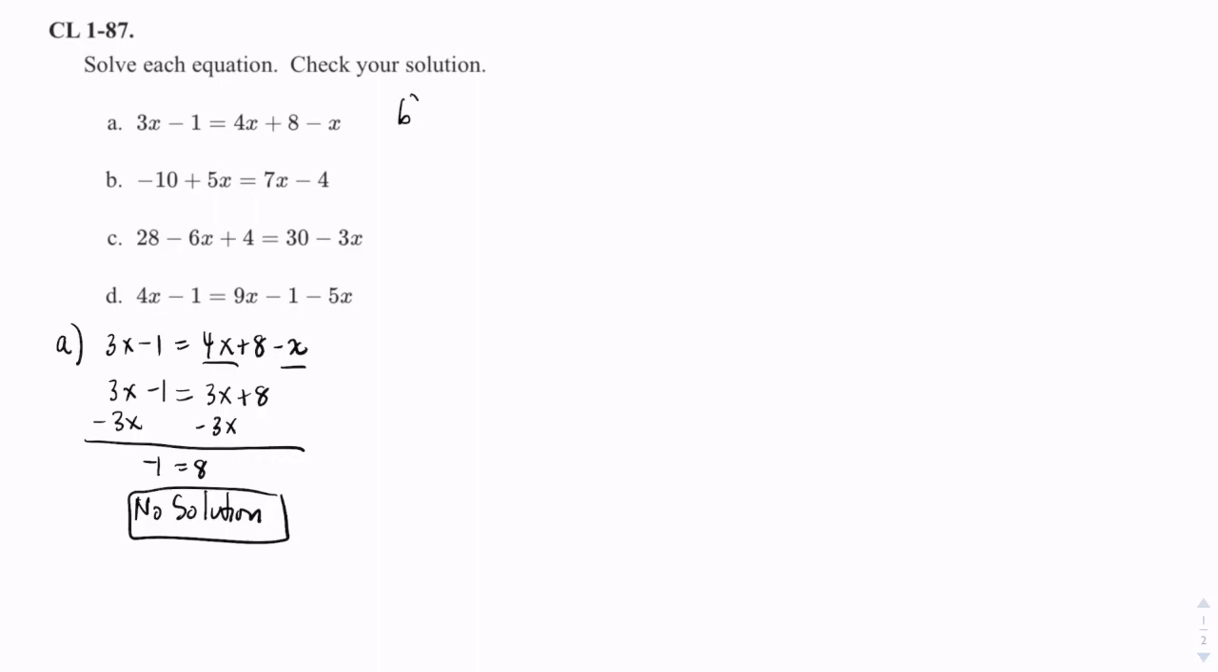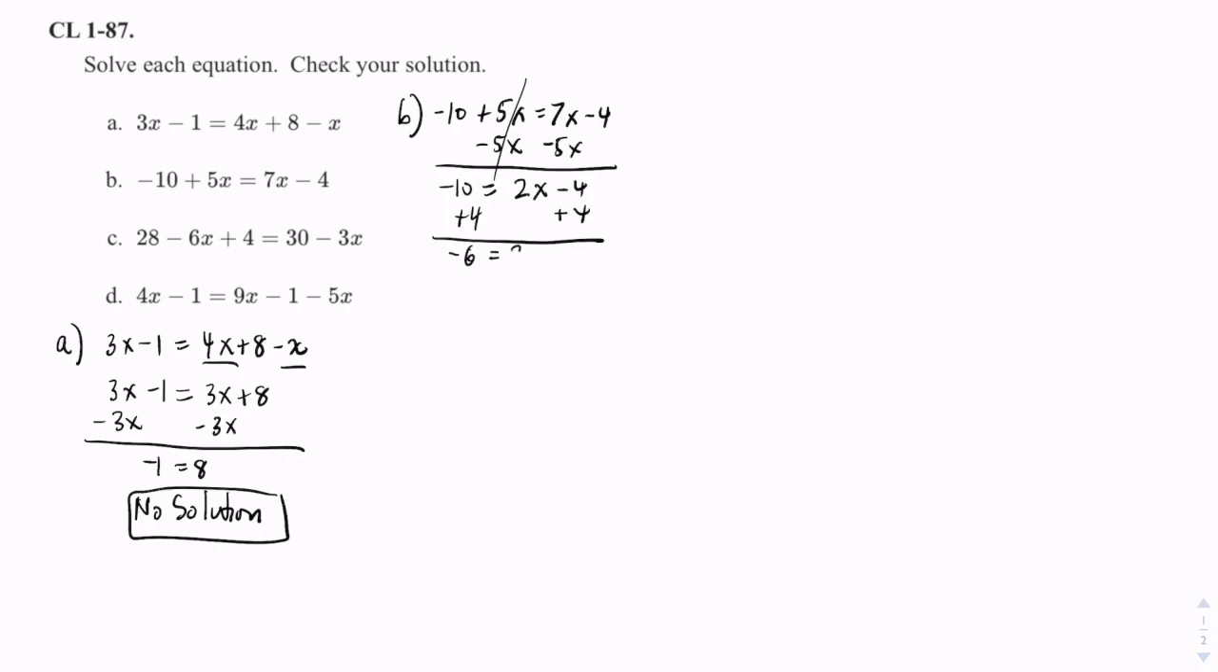Okay, for b, I'll come up here. Negative 10 plus 5x equals 7x minus 4. I'll subtract 5x from both sides, and I get negative 10 equals, that cancels. 7x minus 5x is 2x minus 4. I'll add 4 to both sides. Negative 10 plus 4 is negative 6. And then I'll divide by 2 and get negative 3 equals x, but we'll always write our answer as x equals negative 3.